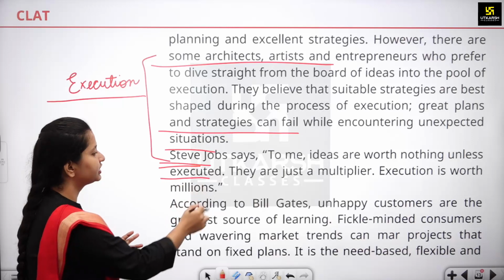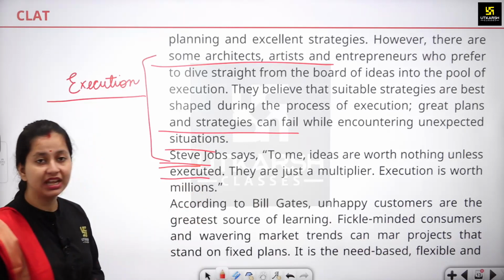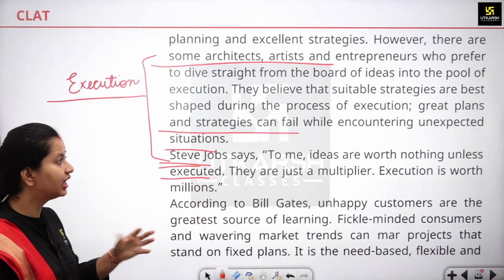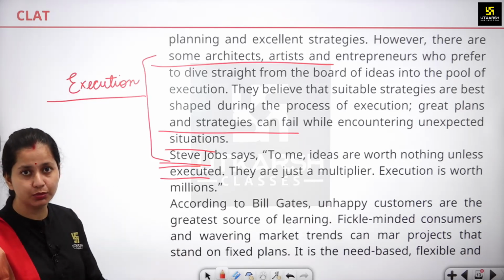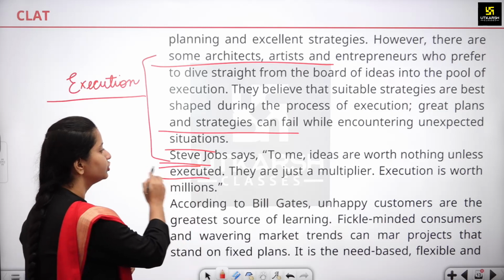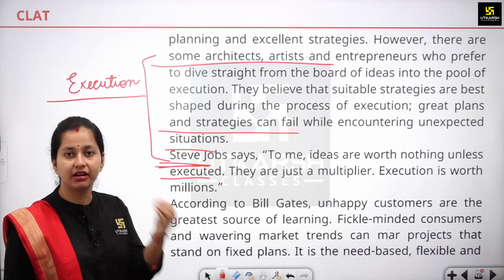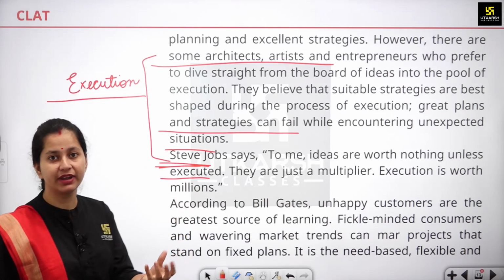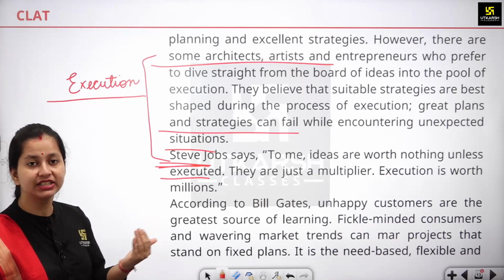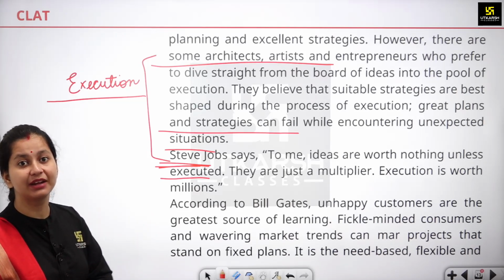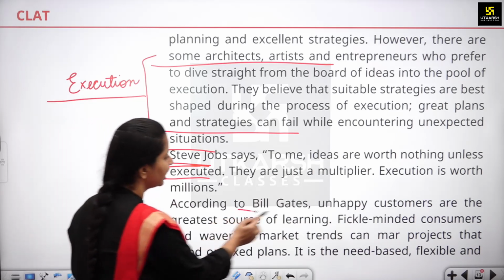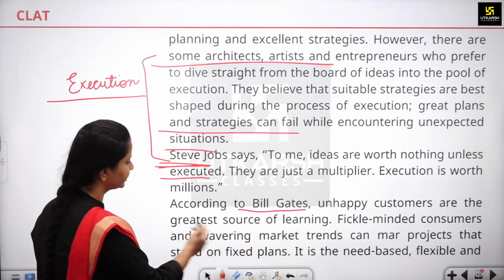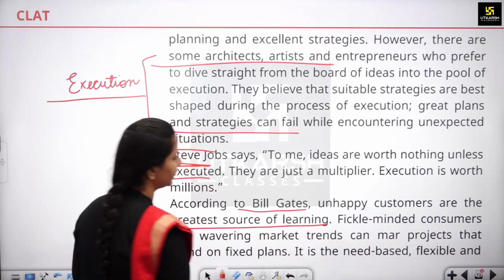So Steve Jobs is saying that to me, ideas are not that much important. Execution is more important from my point of view. So Steve Jobs is saying that execution is very important. Franklin is saying that planning is very important, and then comes Bill Gates, who says, according to Bill Gates, unhappy customers are the greatest source of learning.